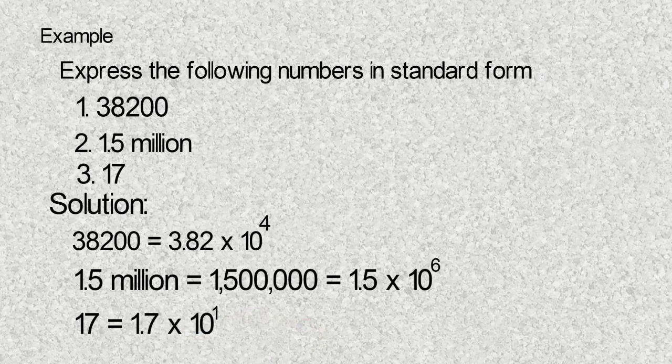Also for 17, I count backwards also. If I count backward, I have 1 digit before the decimal, so I count from 7 backwards 1. So this will be 1.7 times 10 raised to power 1.